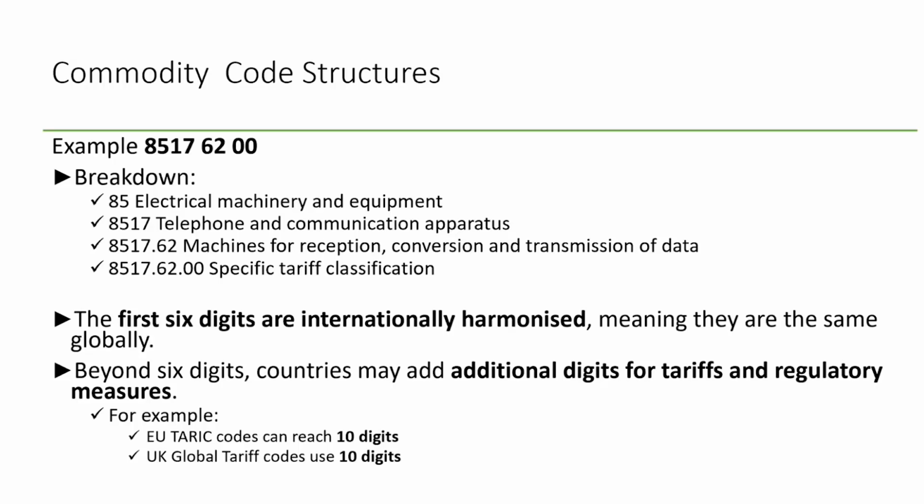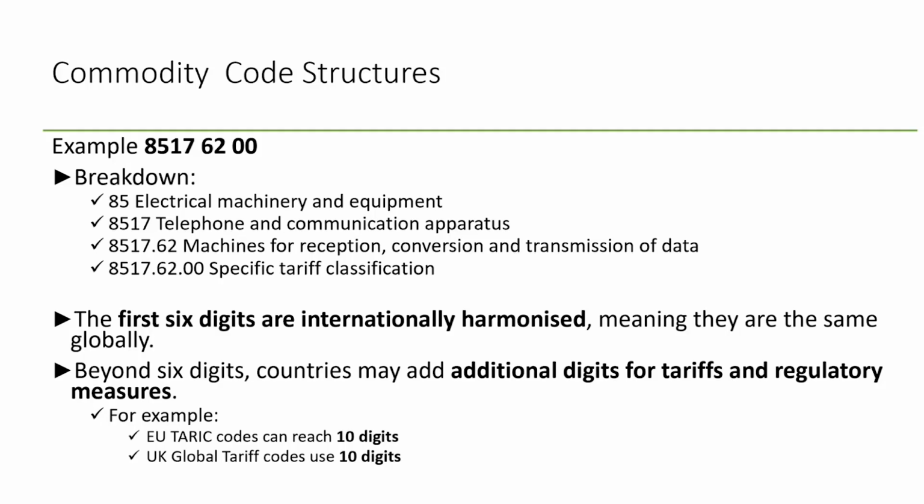So here's an example. The example is electrical machinery and equipment, and that comes in under chapter 85. That's the chapter, so the first two digits. Then the heading is 8517. That becomes more specific again, in that it says the type of electrical machinery it is, so it's telephone and communication apparatus. Then we've got 851762, which again is more specific. So it's telephone communication apparatus, and specifically it's machines for reception, conversion, and transmission of data.